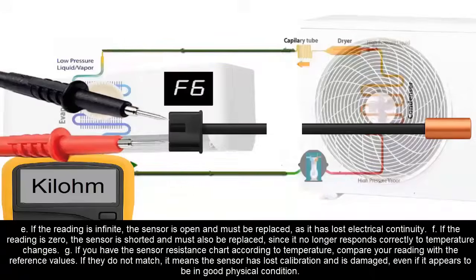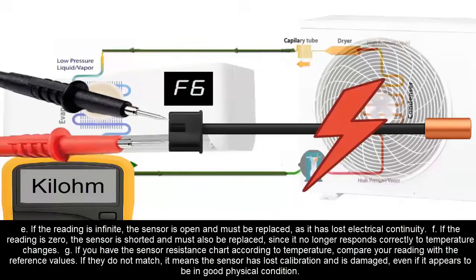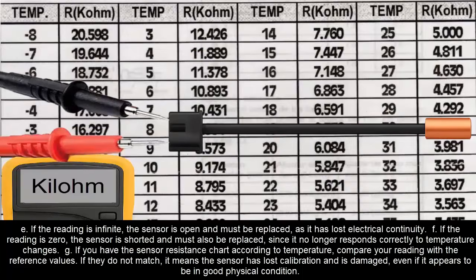E. If the reading is infinite, the sensor is open and must be replaced, as it has lost electrical continuity. F. If the reading is 0, the sensor is shorted and must also be replaced, since it no longer responds correctly to temperature changes. G. If you have the sensor's resistance chart according to temperature, compare your reading with the reference values.